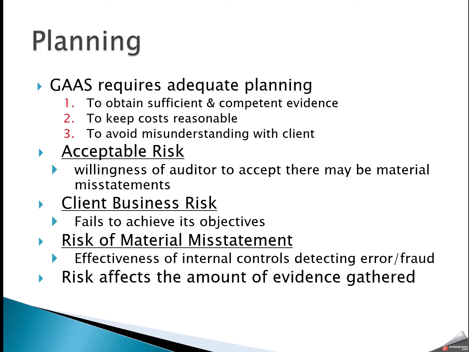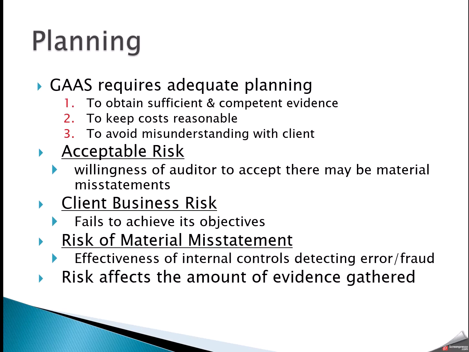There's always risk. So most of this chapter talks about different levels of risk and materiality, but acceptable risk is how much the auditor is willing to accept that there might be material misstatements in the financial statements that they do not uncover with their audit work. The client business risk is that the client fails to achieve its objectives, so it's not successful, it's unable to pay its credit loans that come due, or it's unable to compete in the market and it's going to go under. Risk of material misstatement is the effectiveness of the internal controls at detecting errors or fraud. So again, because the auditors don't ever test everything and there's no guarantee, they always are relying on the effectiveness of the internal control structure.